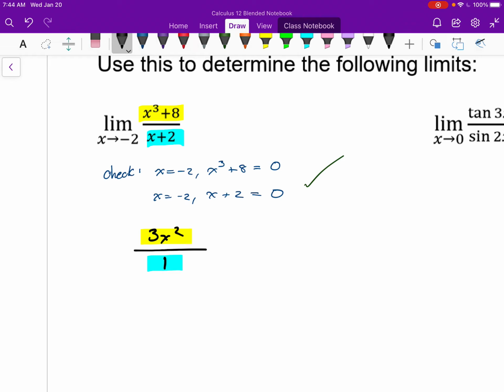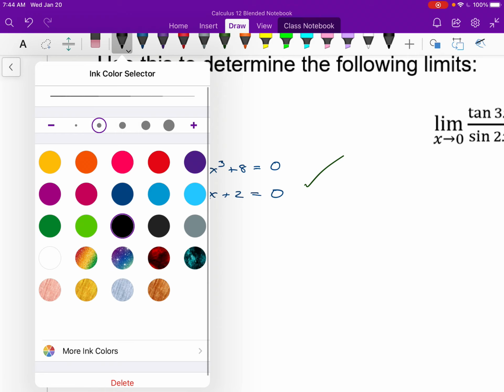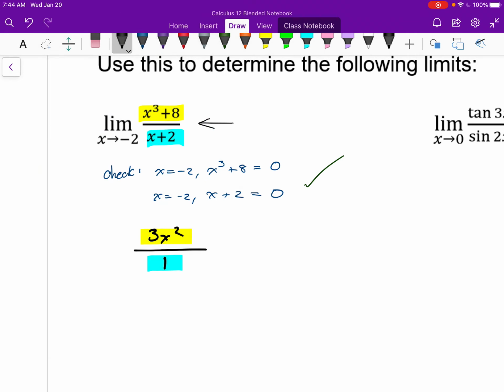Now that's not my limit, but if I want to find the limit as x approaches -2 of this right here, I can just find the limit as x approaches -2 of this, which is much more convenient because I can just substitute x with -2. And so I can see this is going to equal 3 times -2 squared, which is 12.